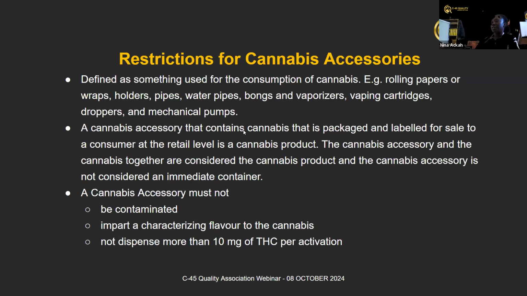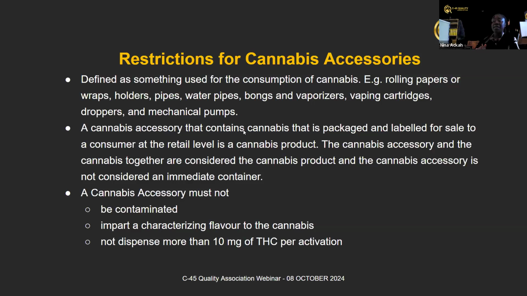Cannabis accessories and their restrictions. So cannabis accessories, we all know, are essential for the usage of cannabis. They include pre-roll papers, pipes, bongs, vaping cartridges, etc. Any cannabis accessory that contains cannabis is considered a cannabis product. However, they are not considered as immediate containers. Together with the cannabis, they are considered as cannabis products, and they are further packaged into immediate containers to become a cannabis product that's available for retail sale.